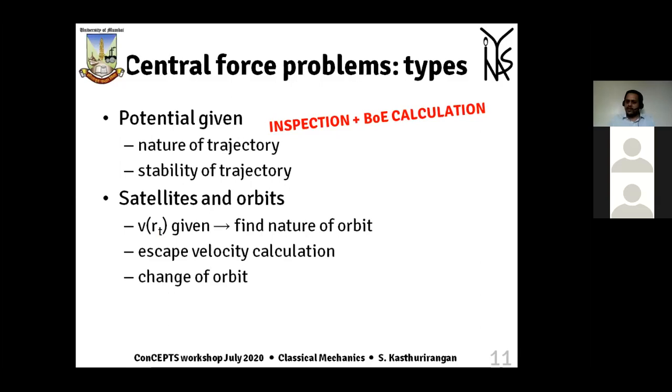So it cannot be elliptical or circular or something. It has to be an open curve. So whether it is bounded or unbounded, these kind of questions can be answered simply by looking at the potential energy curve and the actual energy of the particle. The stability of the trajectory is another question, which again you have to check the conditions on the effective potential curve. So in all these situations, being able to sketch this particular function becomes extremely important.